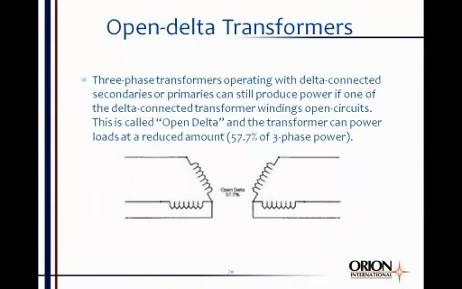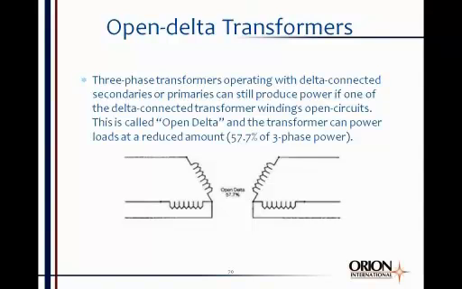Now, one interesting thing about a delta connection on transformers, you can actually make the connection with two transformers. Or if one of the transformers burns up, either on the primary or secondary, it'll still operate and it'll still put out power. This is called an open delta configuration. You can't get as much power out of an open delta as you can out of a three-transformer delta. You get about 57.7% of the power of a three-phase delta connection.